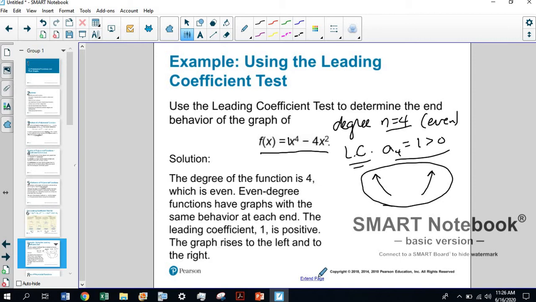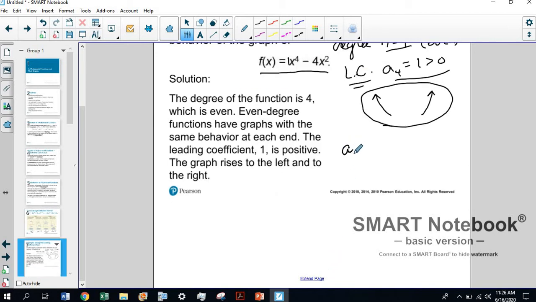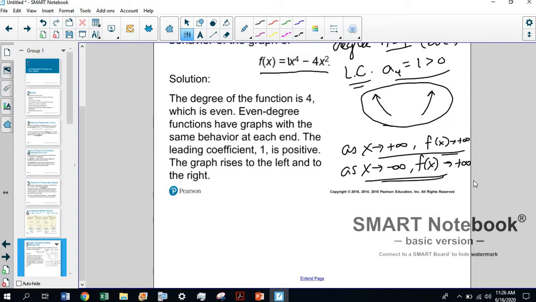There are some textbooks that will write it out and say as x approaches positive infinity, f of x approaches positive infinity to represent going up, and as x approaches negative infinity, in this case that's to the left, f of x approaches positive infinity. So you should be familiar with this terminology, but we don't really use it a whole lot with us. But this notation is certainly done in a lot of high school textbooks, and so you should be familiar with it anyway. Okay?